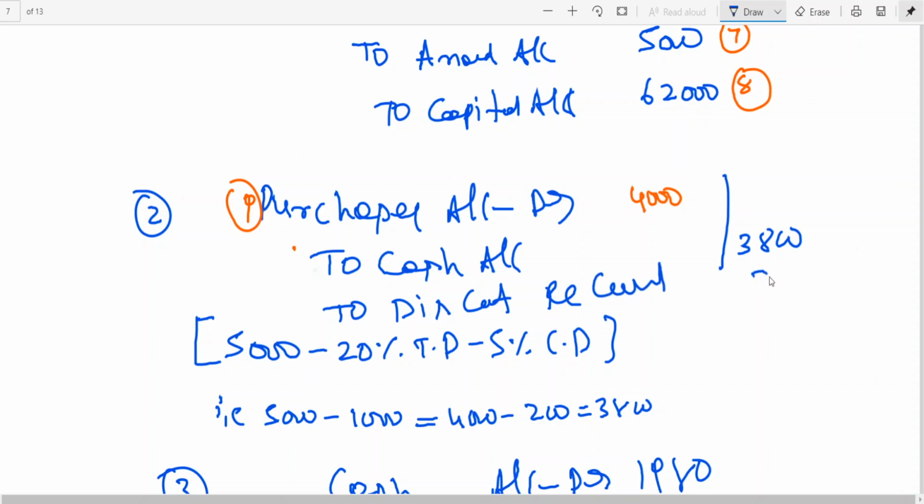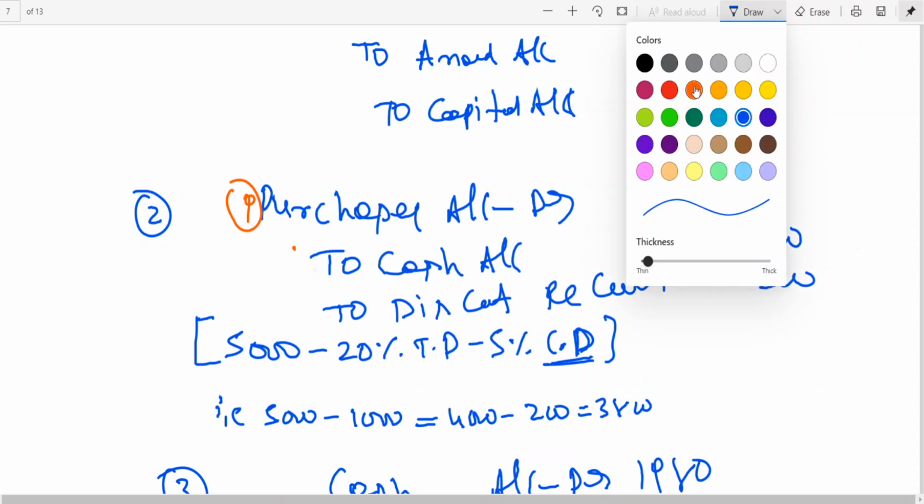Okay, 200 concession we have not recorded. Cash discount we have discussed, somehow we missed it. Purchase account debtor 4,000 to cash account 3,800 to discount received is how much, my dear friends? 200. Clear to all of you? Sometimes it happens when I'm explaining on the screen, I focus on something else. So I think you got the clarity now.